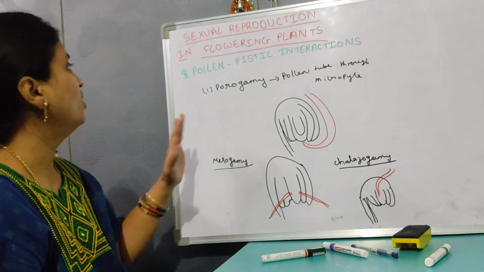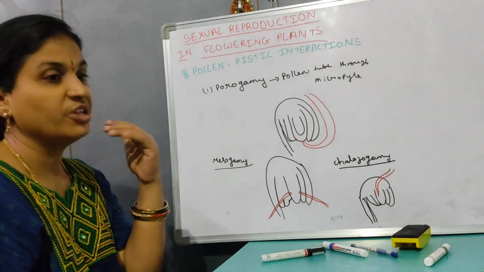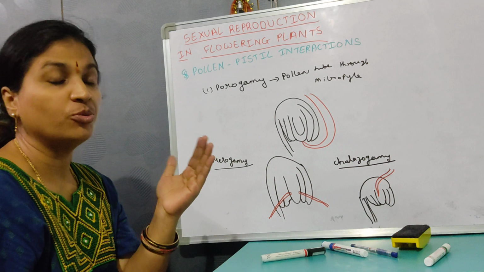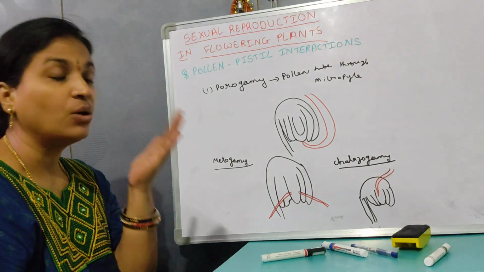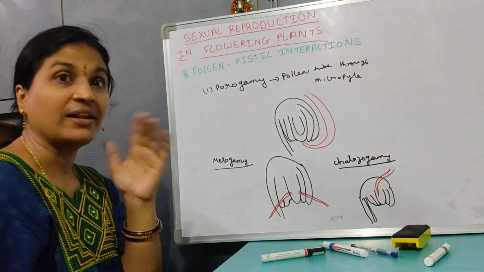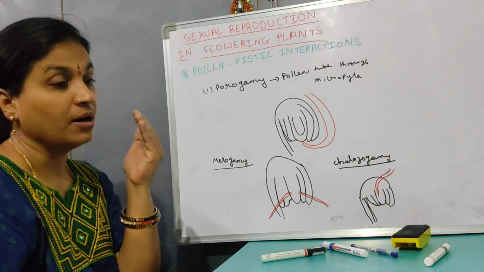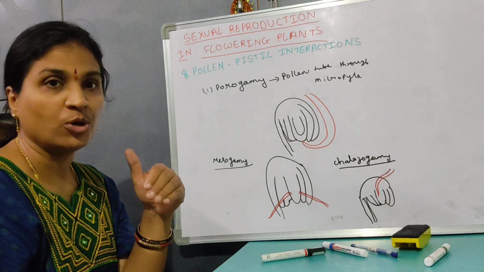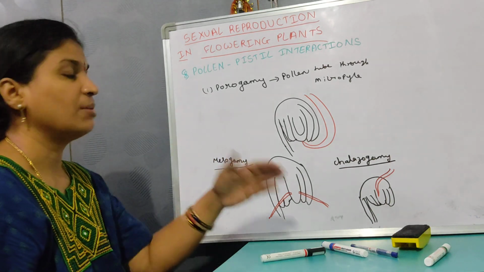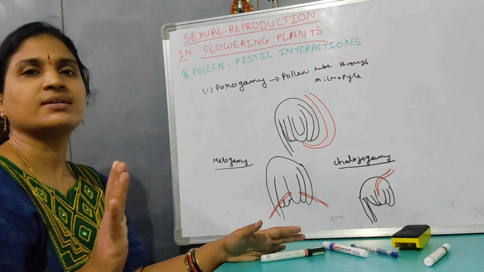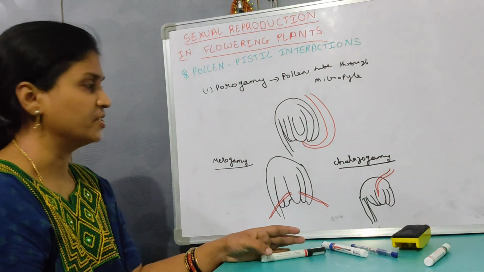This is about the pollen-pistil interaction. So the germination of the pollen grain, development of the pollen tube, the pollen tube carrying the male gametes, and how those male gametes are entering into the embryo sac through porogamy, mesogamy, chalazogamy. So all these things come under the pollen-pistil interactions.